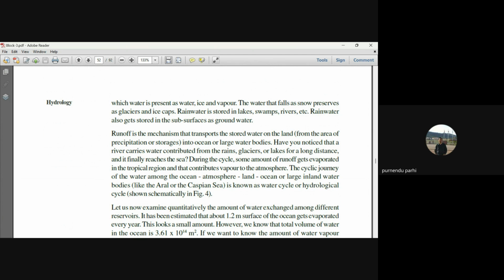During the cycle, some amount of runoff gets evaporated in the tropical region and that contributes vapor to the atmosphere. The cyclic journey of the water among the ocean, atmosphere, land, and large inland water bodies is known as the water cycle or hydrological cycle.